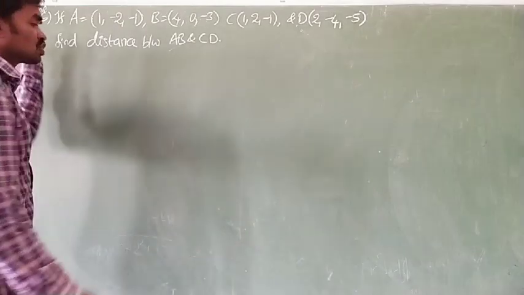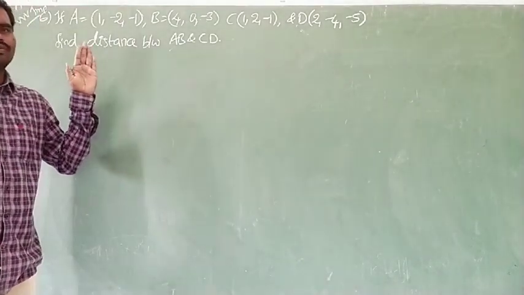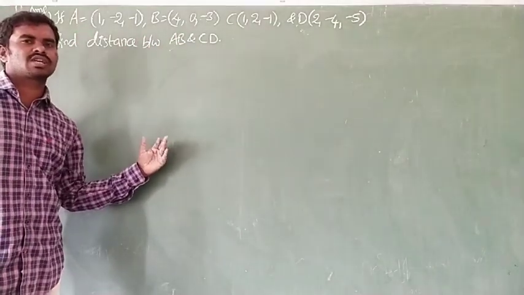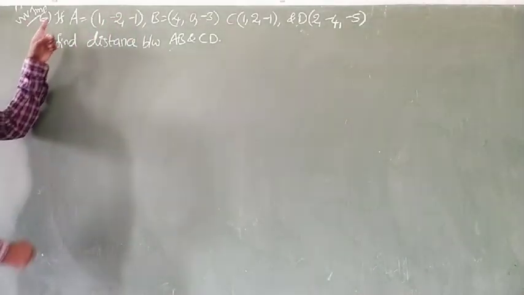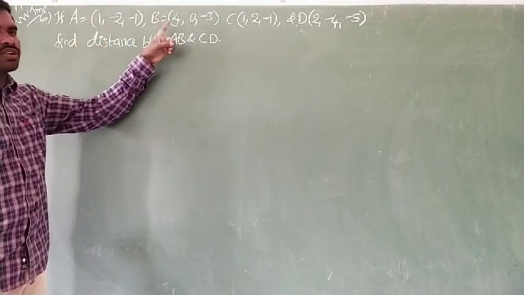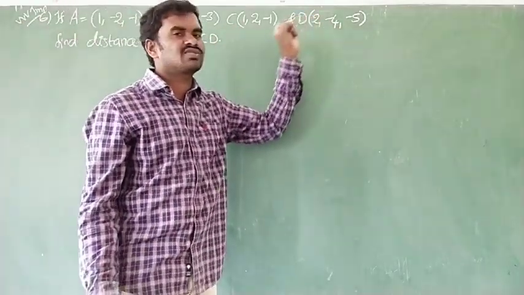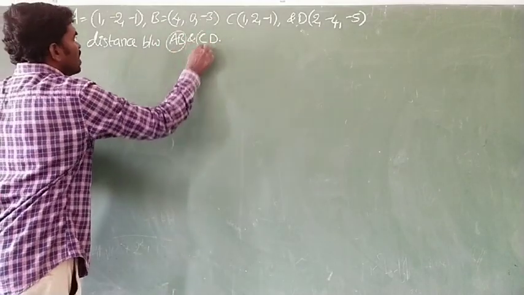Yes. Next, sixth problem. This is also very important and the same type of question, but the question is different. Same formula, same classes. First, what are the given? If A equals (1, -2, -1), B equals (4, 0, -3), C equals (1, 2, -1), D equals (2, -4, -5), then find the distance between AB and CD.